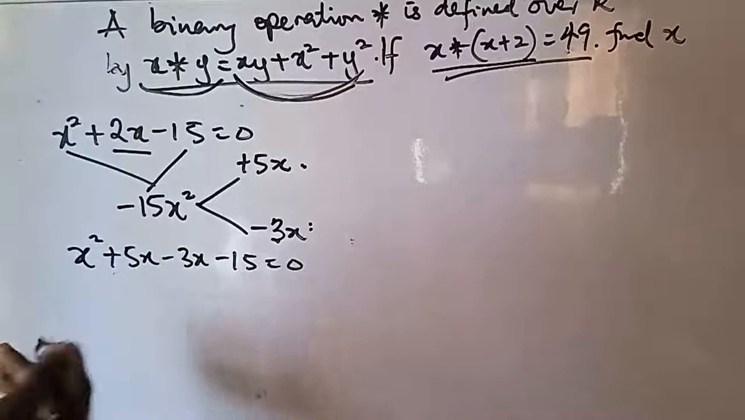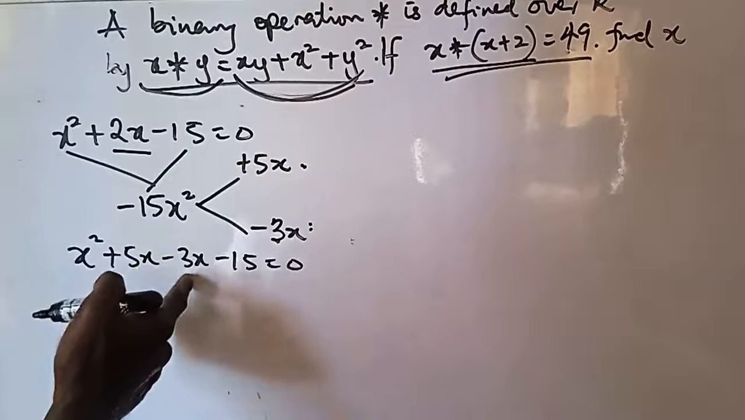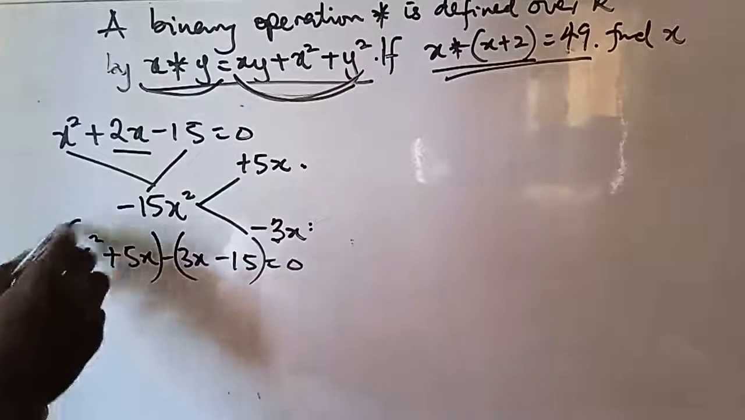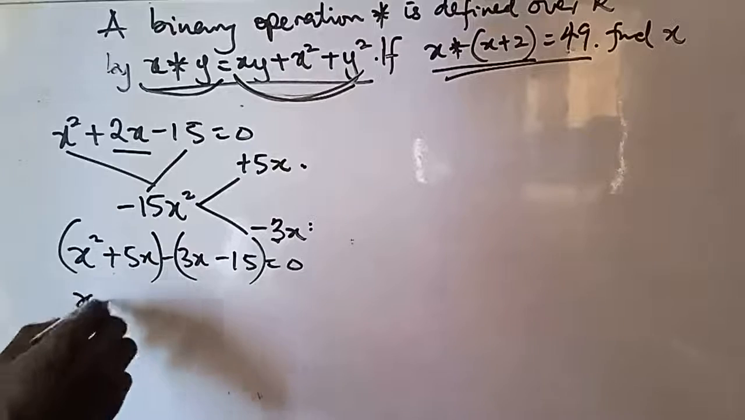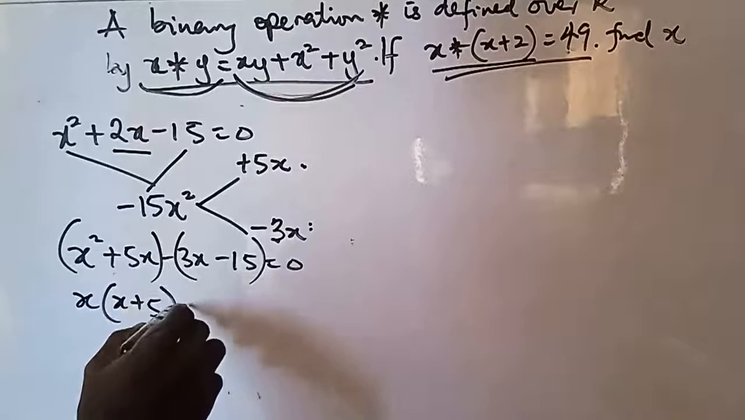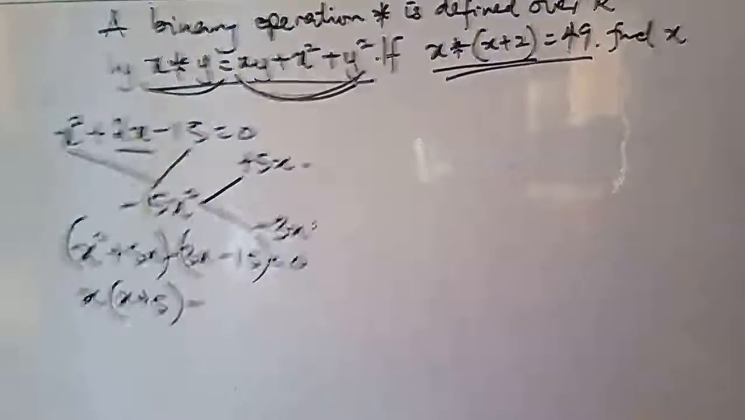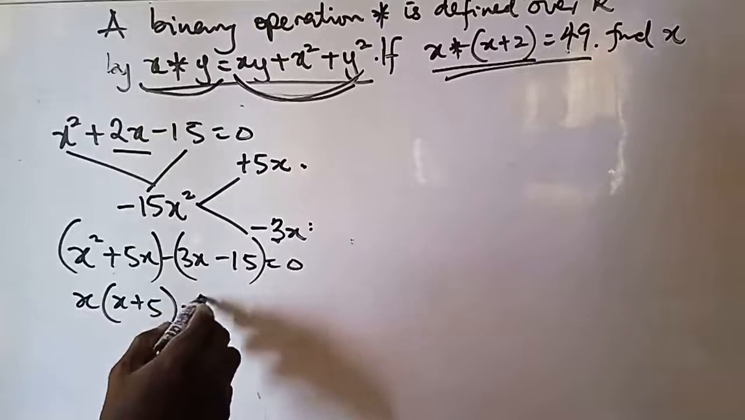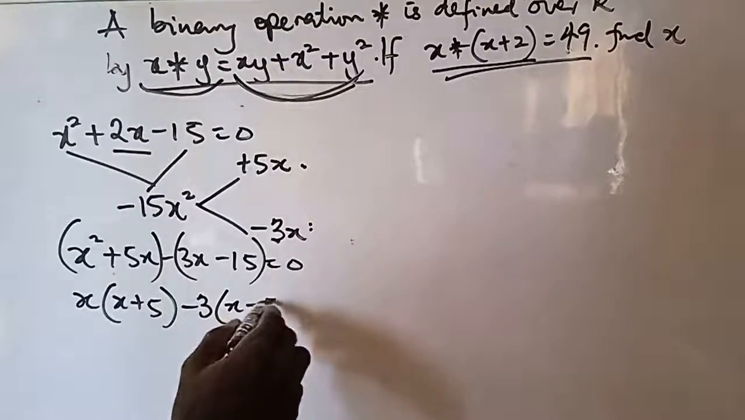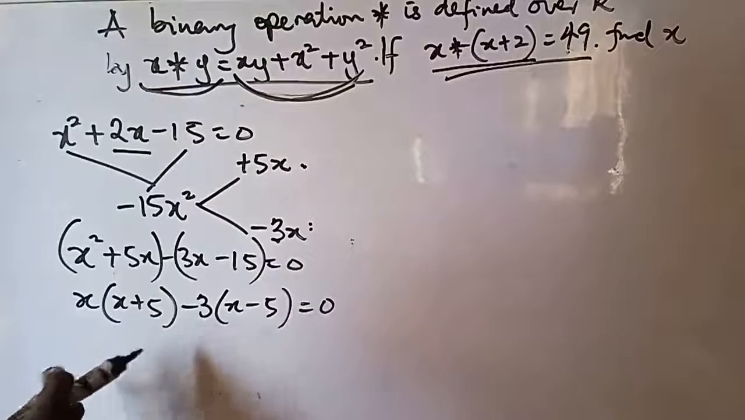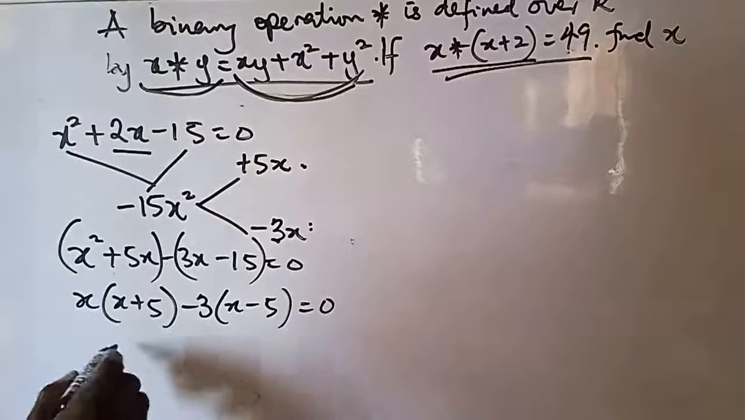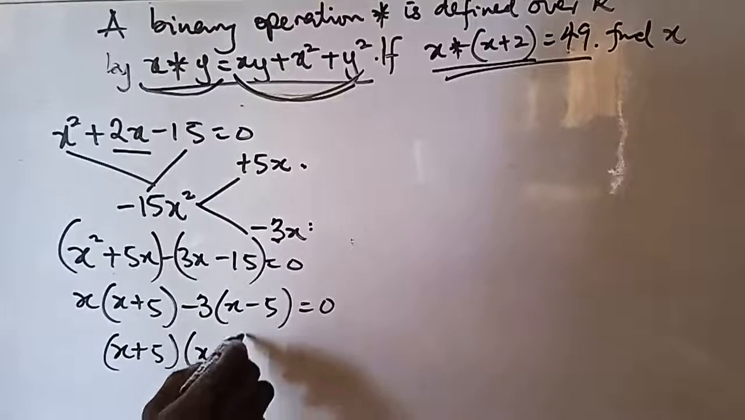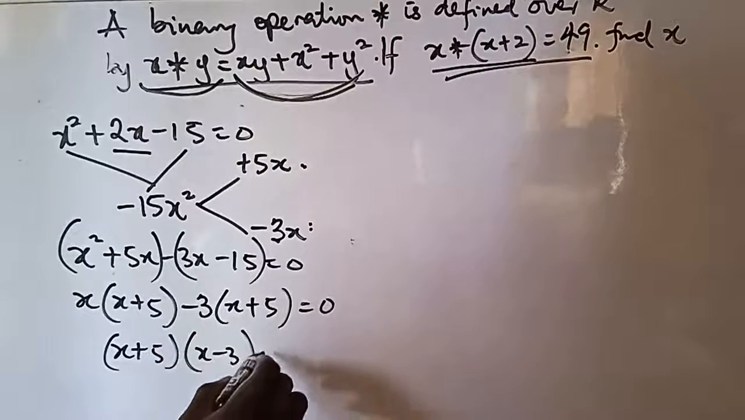Now here we collate. So what is common between these two? We have x, then x plus 5, then minus 3. The factor between this and this is 3, so you bring out 3, then x plus 5 equals 0. So what is common between x and minus 3? Here we have x plus 5 into x minus 3. Take note, sorry, this should be plus, so it equals 0.